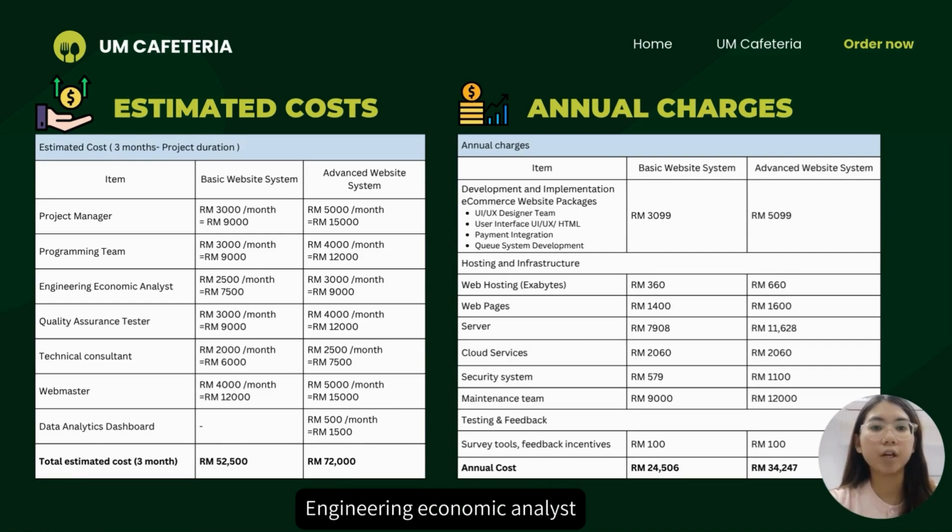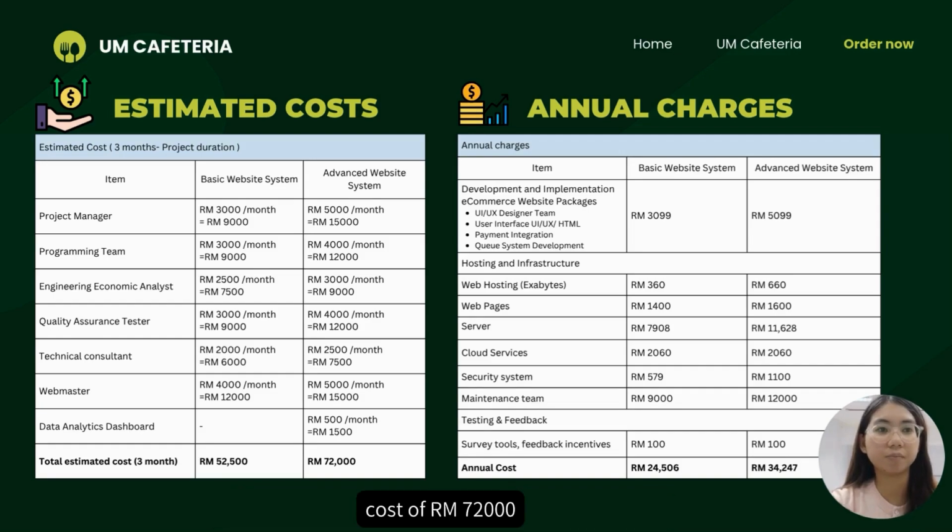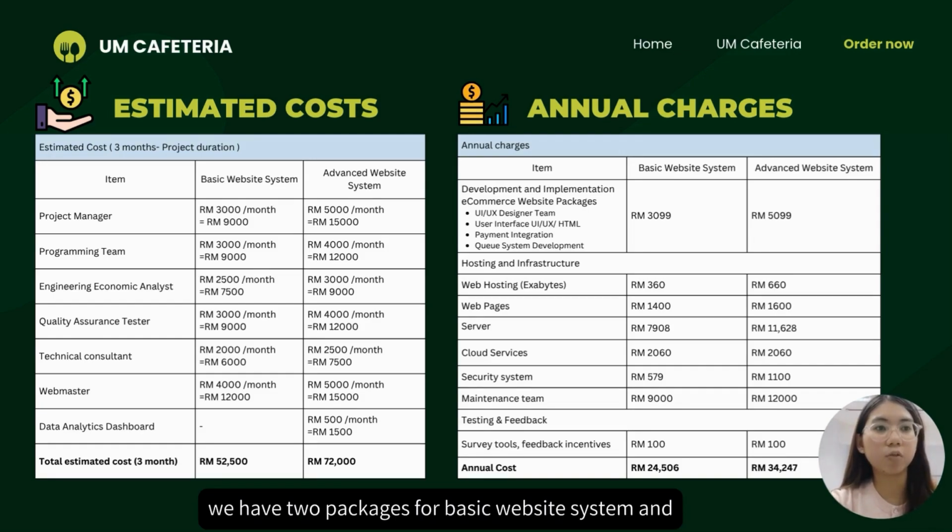For the estimated cost, we have different costs for the staff, where we hire a project manager, programming team, engineering economic analyst, quality assurance tester, technical consultant, webmaster, as well as the data analytic dashboard. For the basic website system, we have a total estimated cost of 52,500, whereas the advanced website system has a total estimated cost of 72,000.